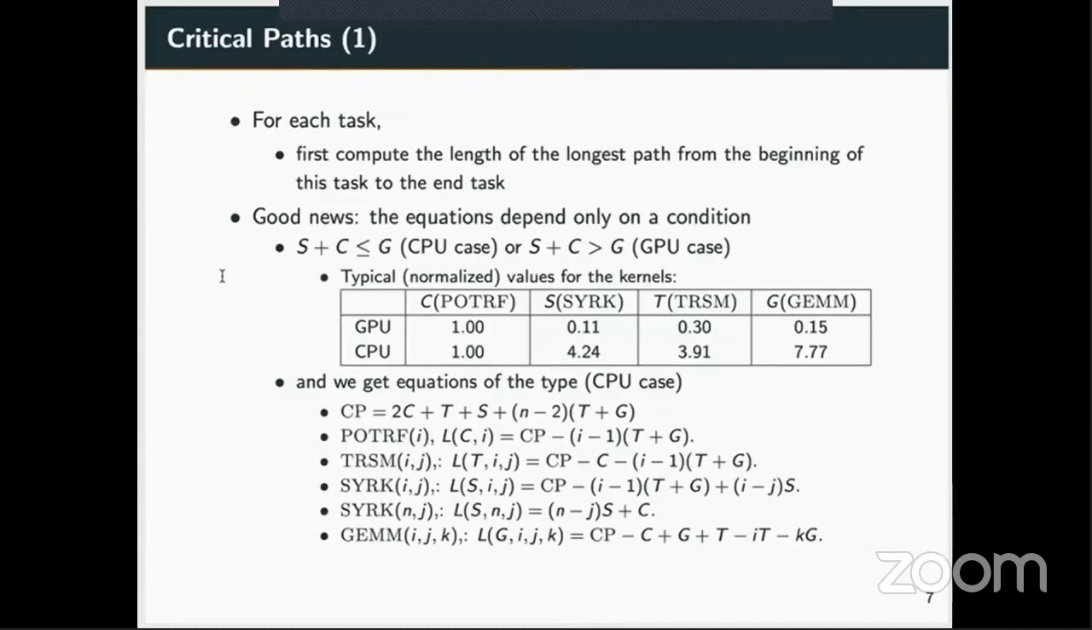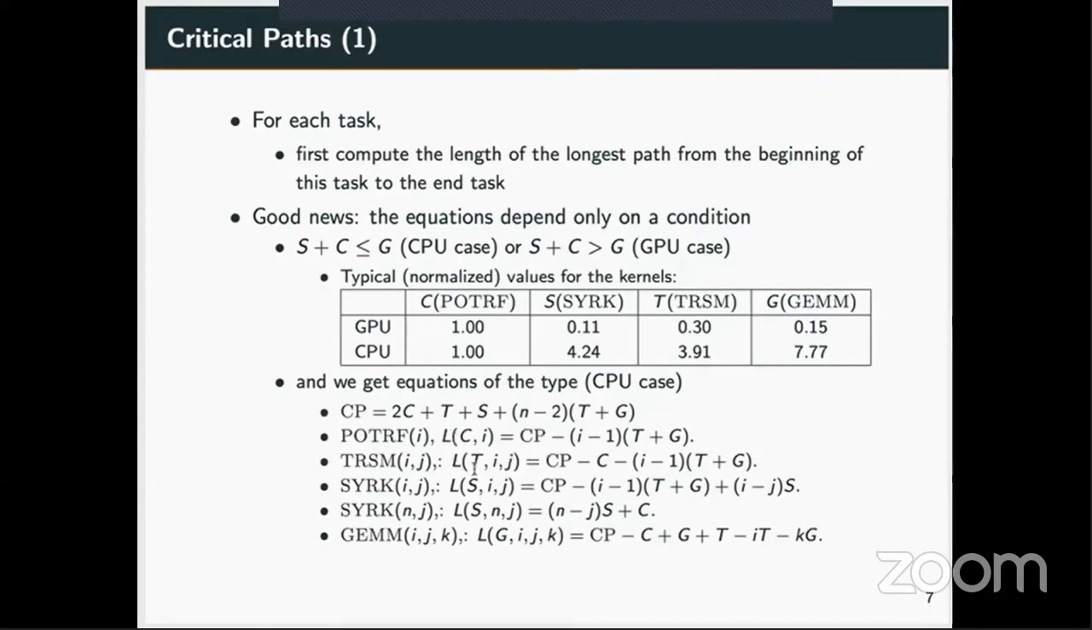So for each task, the first thing to do is to compute the length of the longest path from this task to the ending task of the graph. So the good news is that if you look at this, then it depends only on one condition, on the relative value of S plus C and G. And what we can observe is that those two cases really correspond to what happens in the CPU and GPU case if you look at the actual running times of the kernels on this.